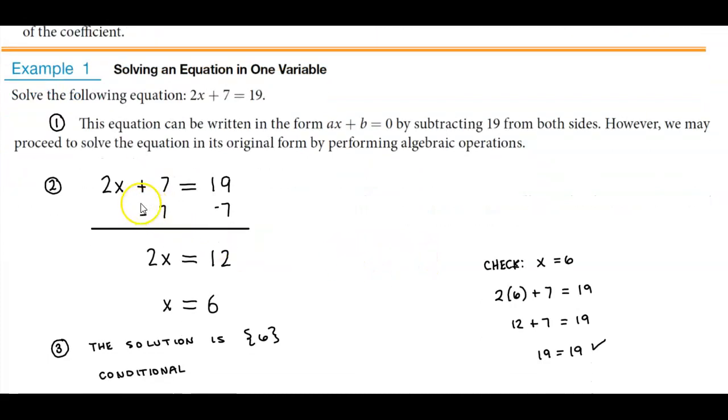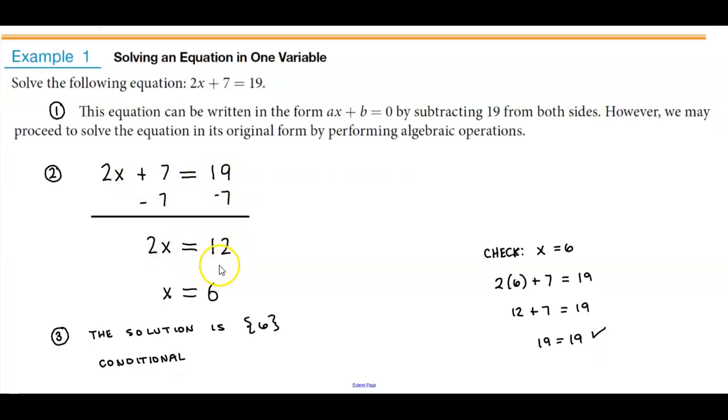So the first step is we want to be able to isolate the variable x, meaning get x by itself. So we need to subtract 7 from both sides because 7 and 19 can be combined together. So if we subtract 7 from both sides, we end up with 2x, which is equal to 19 minus 7, which is 12.